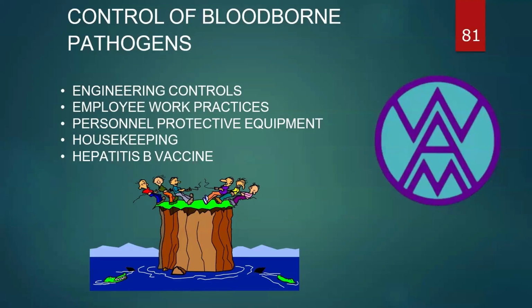Engineering control: if some guard is missing or you have to barricade some area, you should apply engineering control. Employee work practices: you have to develop a safe system of work. PPE should be provided, housekeeping should be maintained, and hepatitis B vaccines should be provided.